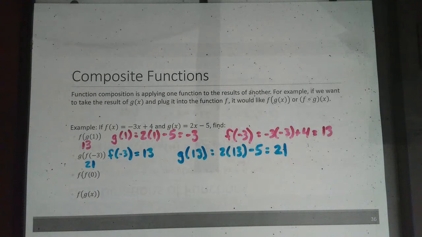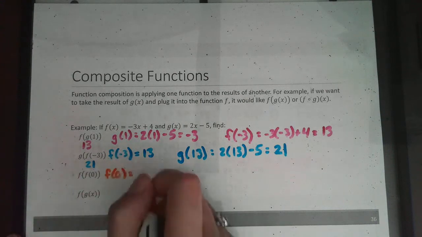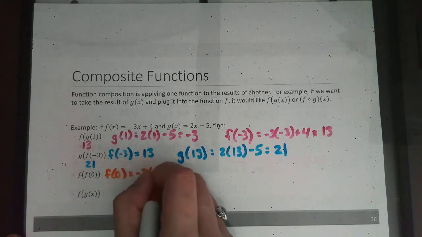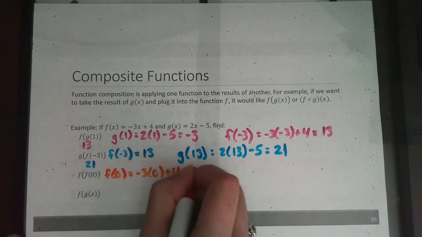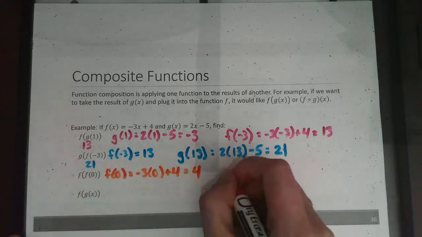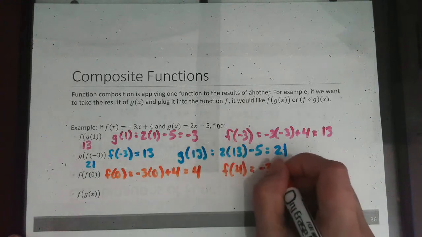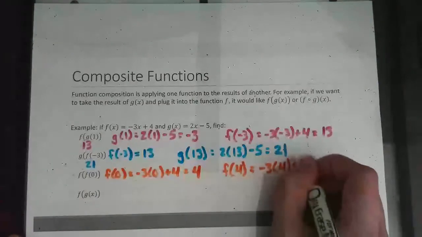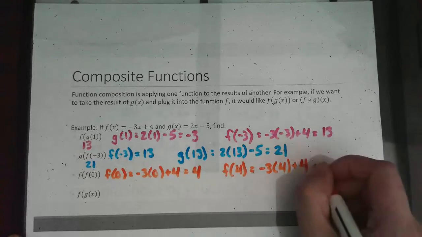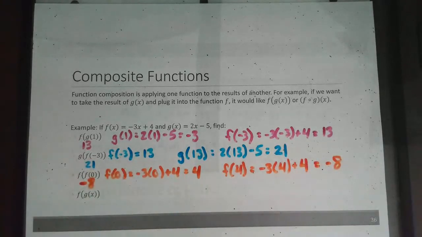For the next one, we're looking at f of 0. We're still going to do the exact same steps. First up, we want f of 0, because we're starting on the inside. f of 0 is equal to negative 3 times 0 plus 4, which is 4. So I'm going to replace my inside f of 0 here with a 4. And I want to find f of 4, which is equal to negative 3 times 4 plus 4. Negative 12 plus 4 is a negative 8. So f of 0 is a negative 8.